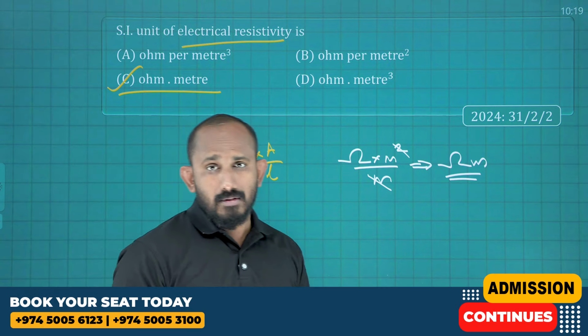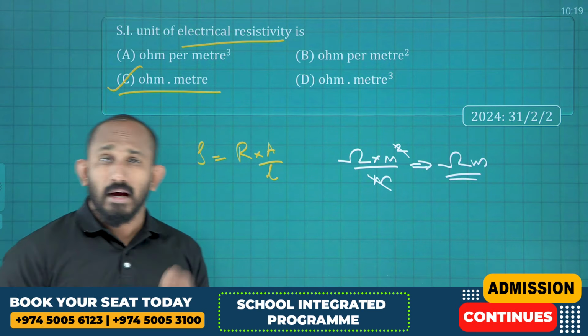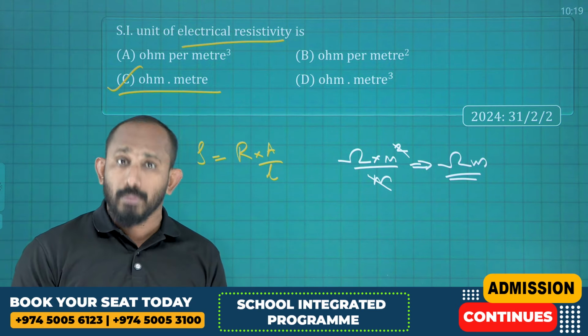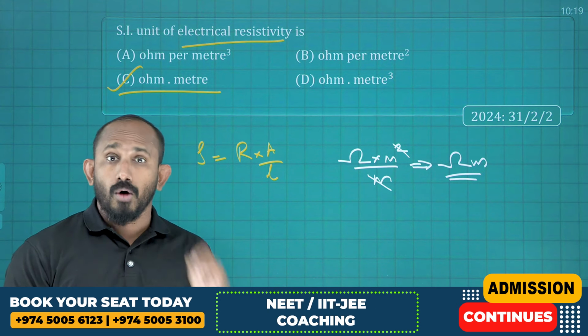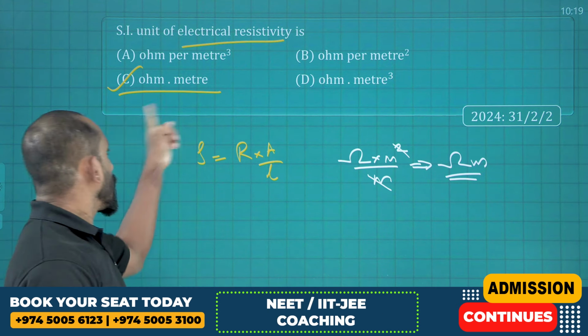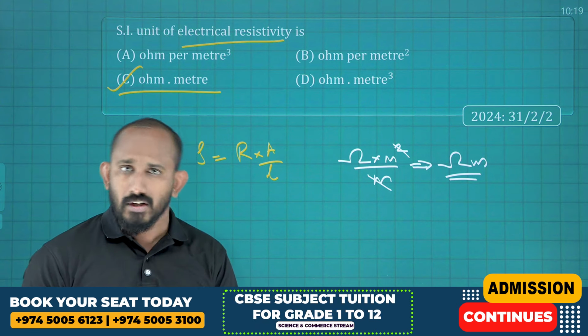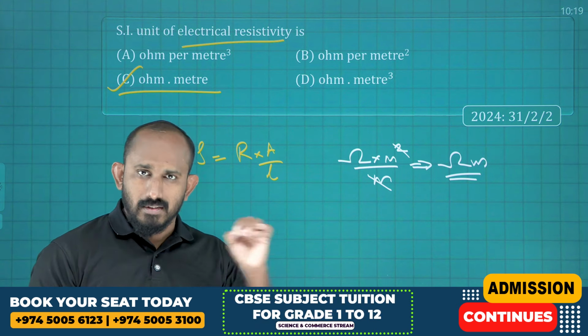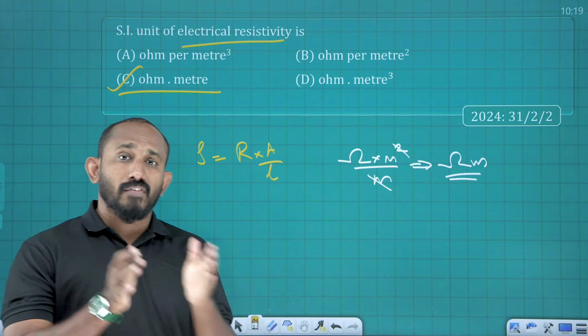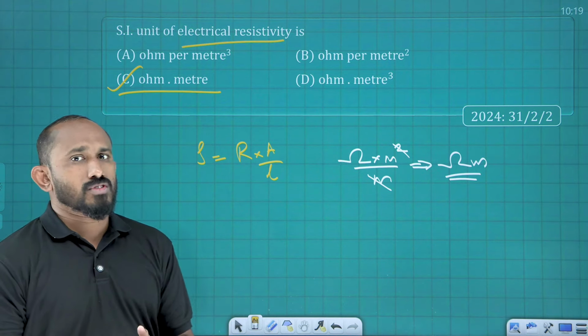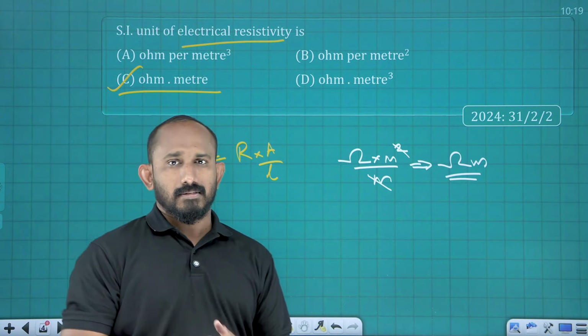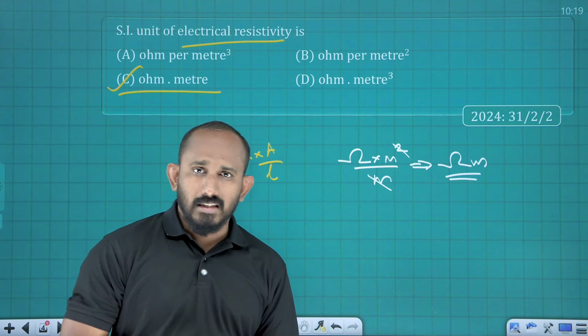Ohm into meter. Some students memorize the concepts by heart, so sometimes they write ohm per meter, like that. So it is ohm into meter. C is the correct answer. For resistivity, you should also know the definition: it is the resistance offered by the material of a conductor of unit cross-sectional area per unit length. Let's see the next question.